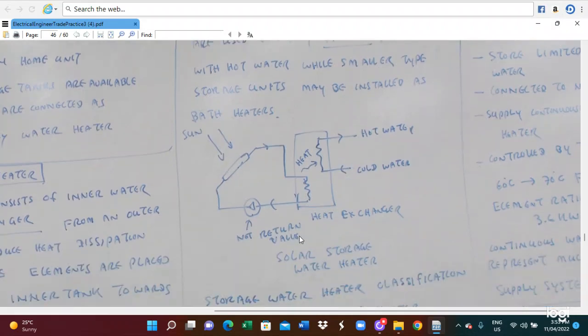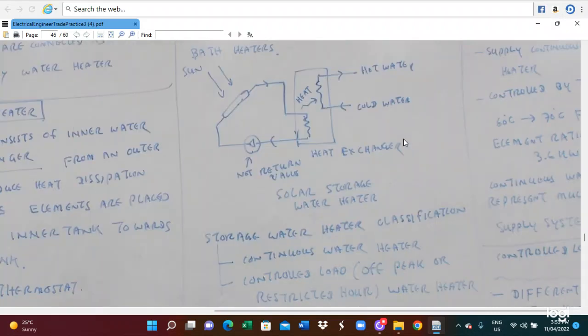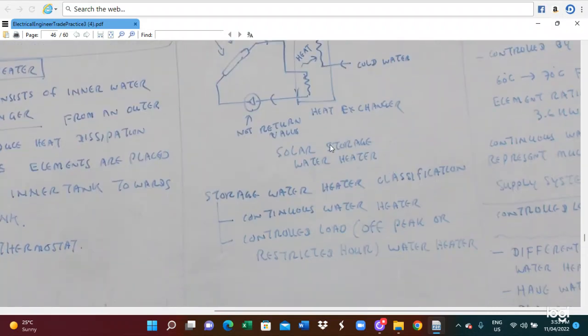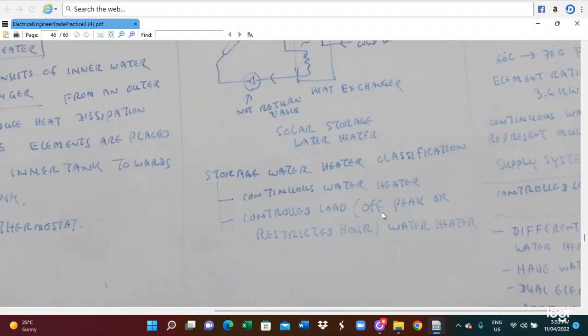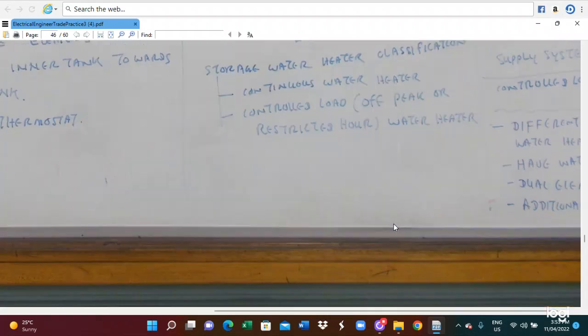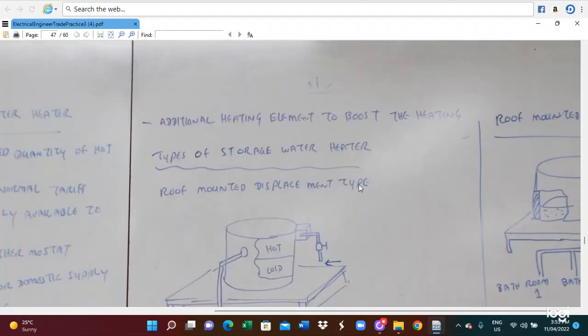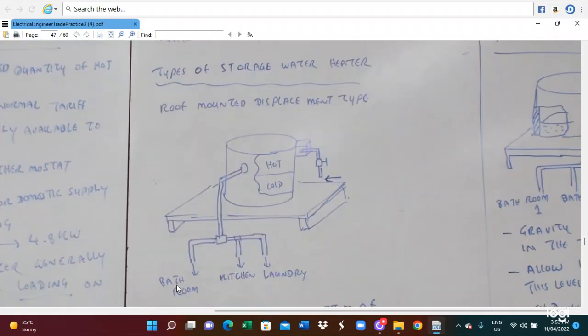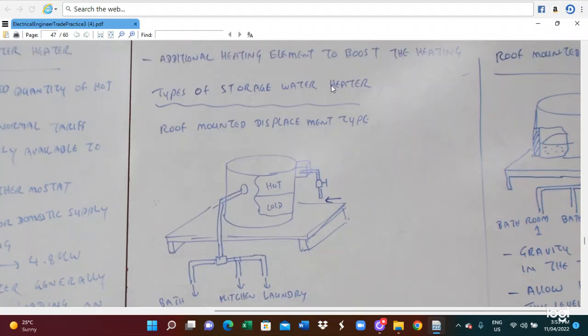So in this case, here is the solar water heater, with the sun coming here. Sun energy can be absorbed in the heat exchanger, and heat can be exchanged from hot water to cold water. So the solar storage water heater diagram is here. The storage water heater classifications are the continuous water heater, controllers, off-peak and the restricted hour water heater. The additional heating element boosts the element. This is about the cold bathroom, kitchen, laundry, hot and cool, and the additional heating elements boost the heating. So this is the storage water heater type.